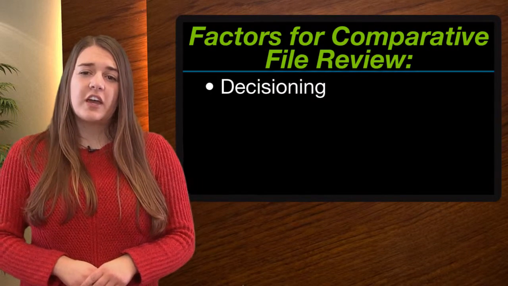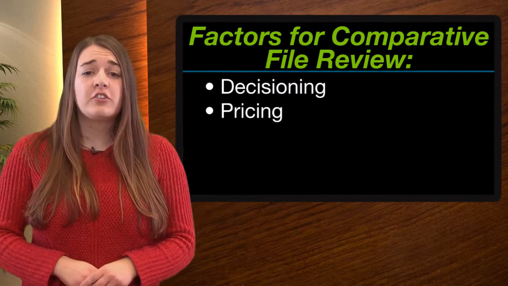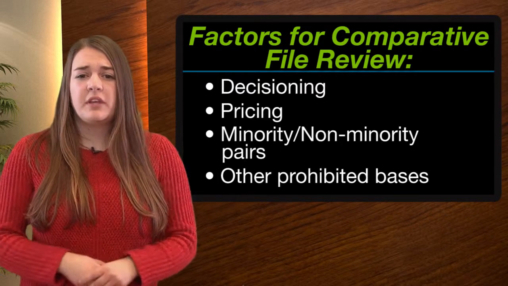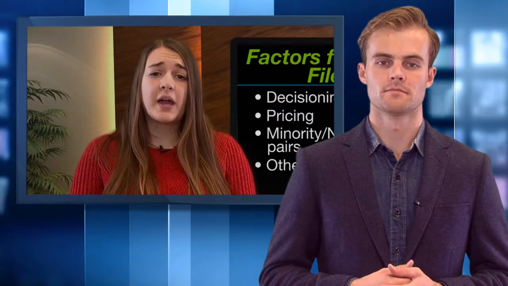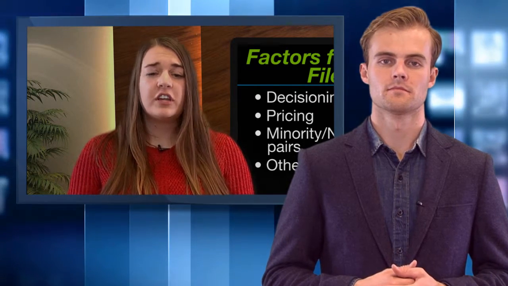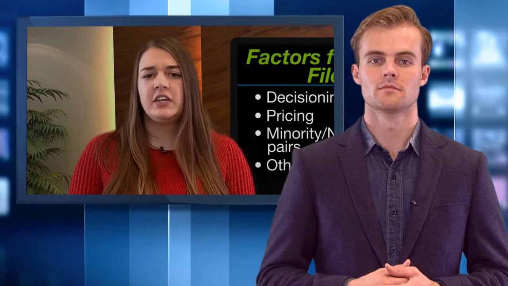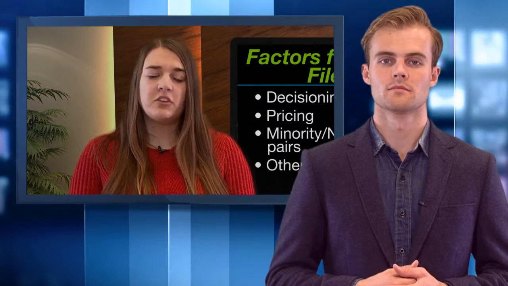Decisioning is just one factor that could be looked at. Another is pricing. Another is controlling not just for minority and non-minority pairs, but for other prohibited bases such as gender or marital status. An institution that is proactive in conducting a regression analysis and a matched pair file analysis, and who documents its findings, is far ahead of the game when it comes time for a fair lending examination.